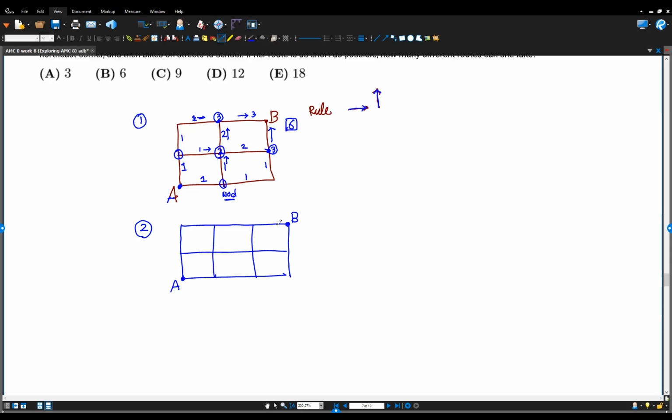Okay, can you guys try this one? Everybody try this one, okay? And when you got the answer, you let me know, okay? Okay, go ahead.